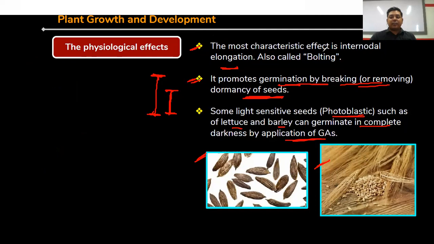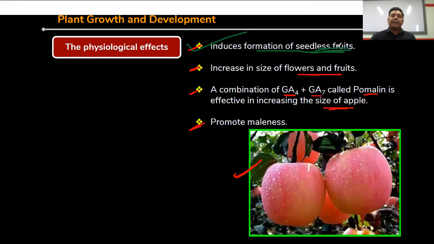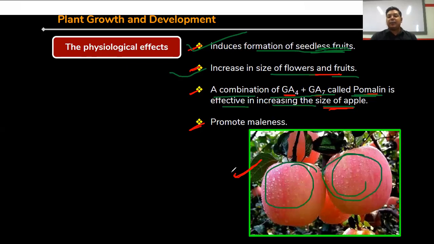They are inducing formation of seedless fruit. They are also involved in parthenocarpic fruit formation, but mainly in case of auxin they are involved with the formation of parthenocarpic fruit. Increase in size of flowers and fruits: a combination of GA4 and GA7, called pomalin, is effective in increasing the size of the apple. All of you know about the apple. So in case of apple, by a combination of gibberellic acid 4 and gibberellic acid 7, we can increase their size, and they are also promoting maleness.